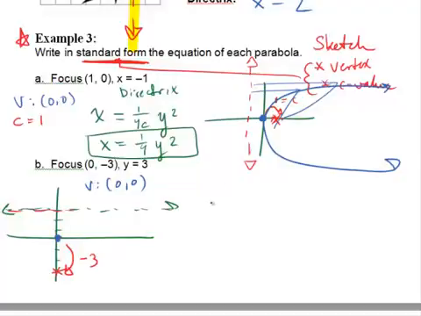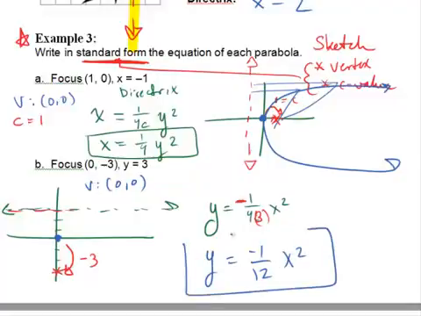Since this is an up-down parabola, we're going to be using a y equals, and it's going to be a -1/4c x squared. Vertex is 0, 0, so we get to use this nice form here. And that c value, -3, means that here's the 3, 4 times 3. The negative is already included with our formula. The formula already has the negative that we need, telling us we're facing downwards. So this will be y equals -1/12 x squared.